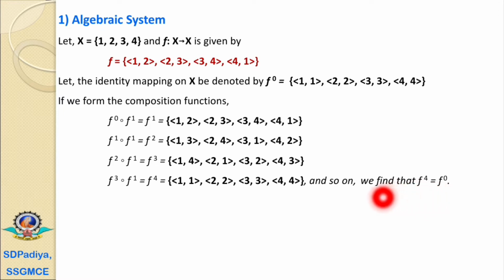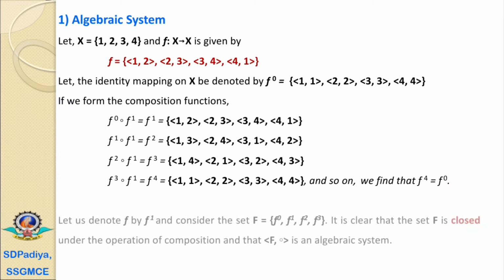That's why we have written that f raised to power 4 is equal to f raised to power 0. If we again find f raised to power 5, then it will be equal to f raised to power 1. If we find f raised to power 6, it will be equal to f raised to power 2. f raised to power 7 will be equal to f raised to power 3.